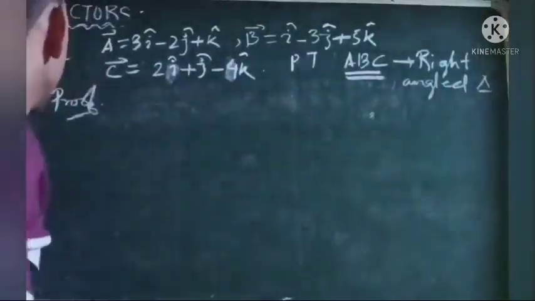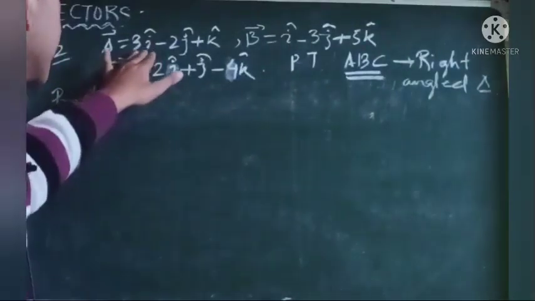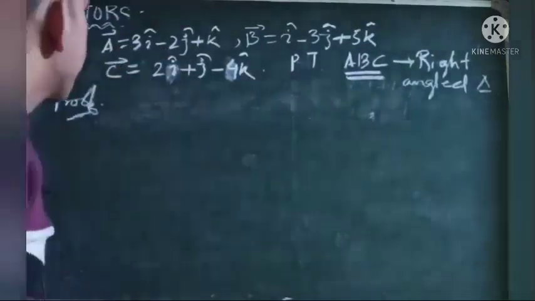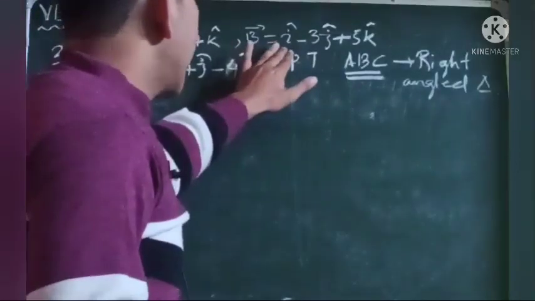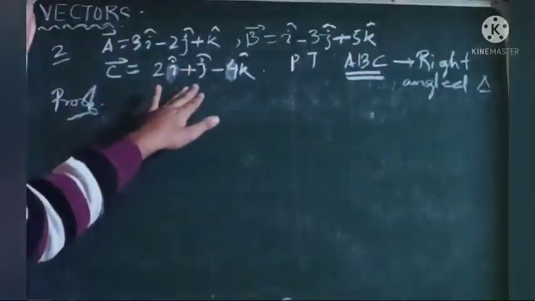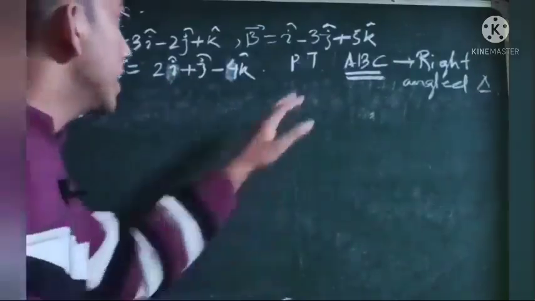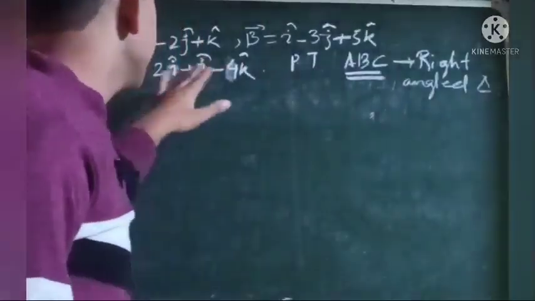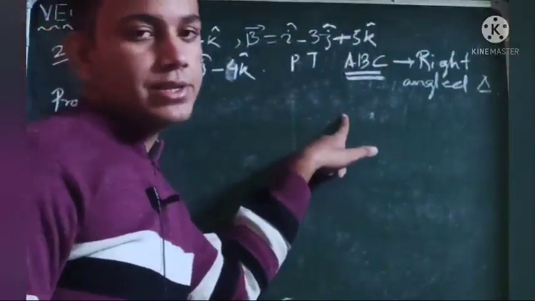In question number 2, we are given 3 vectors. A vector is equal to 3i cap minus 2j cap plus k cap. B vector is equal to i cap minus 3j cap plus 5k cap, and C vector is equal to 2i cap plus j cap minus 4k cap. We are required to prove that ABC constitutes a right angle triangle.